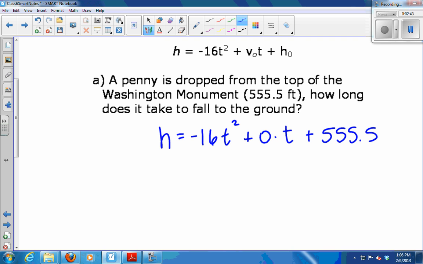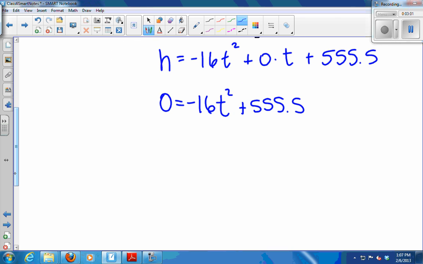We do know h because they want to know how long it takes to fall to the ground. So when the penny hits the ground, what is h? 0. And then you can use your favorite method of solving a quadratic to do this. You could do the quadratic formula, you could extract roots, you could try to make it factor. Do your favorite thing. What do you want to do?